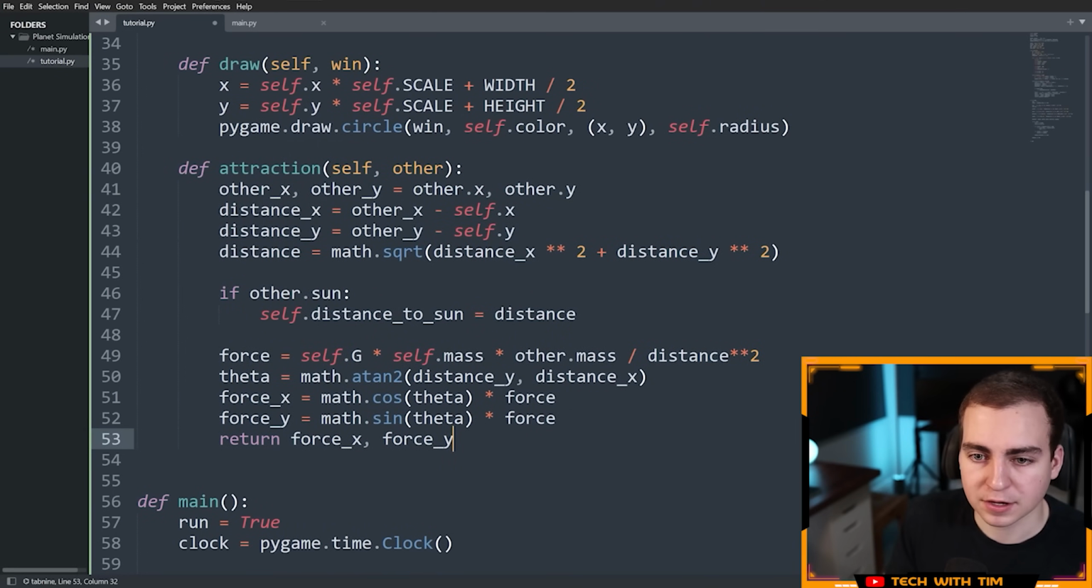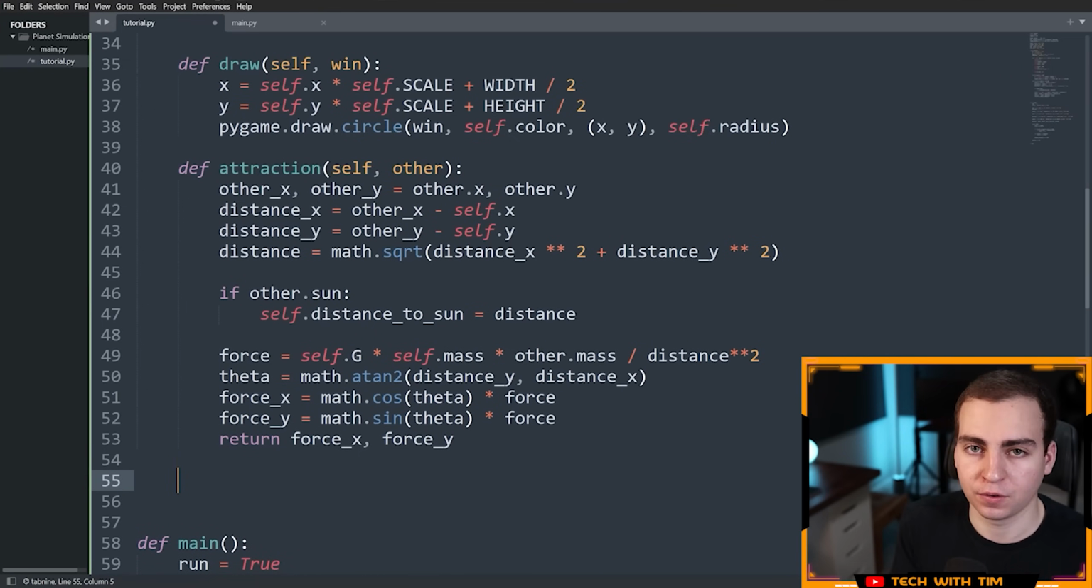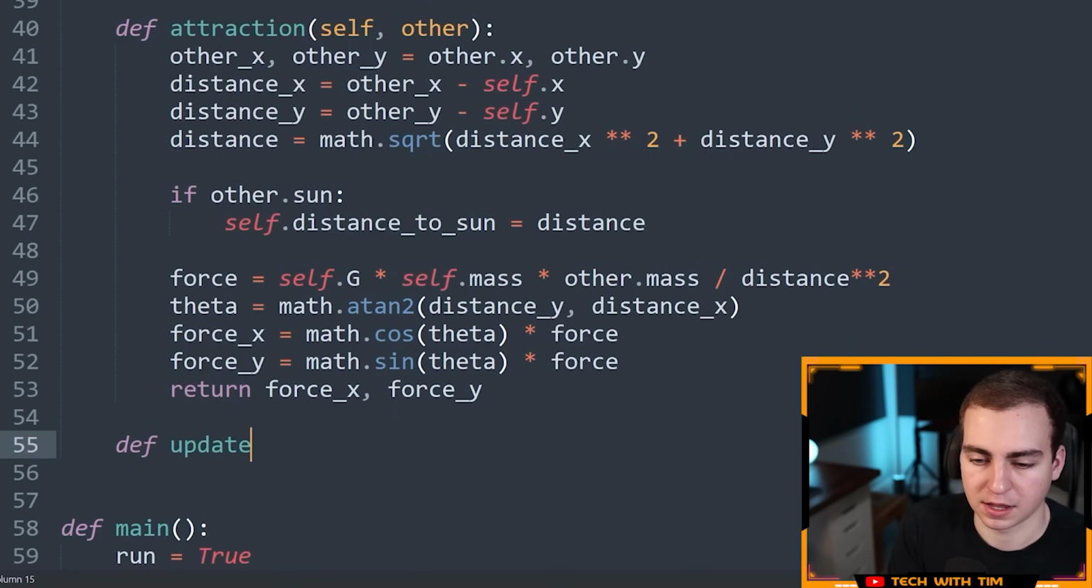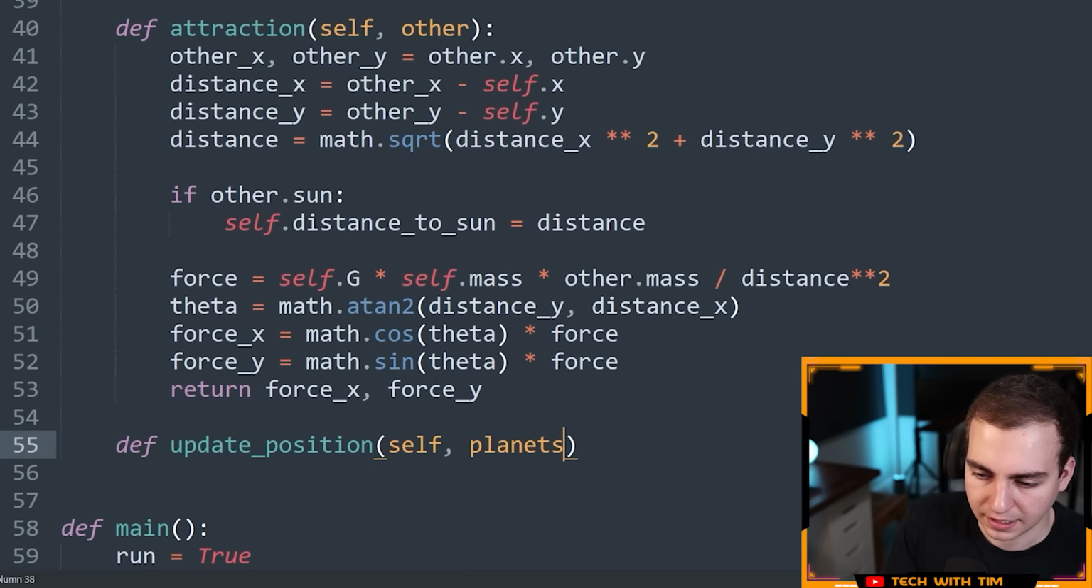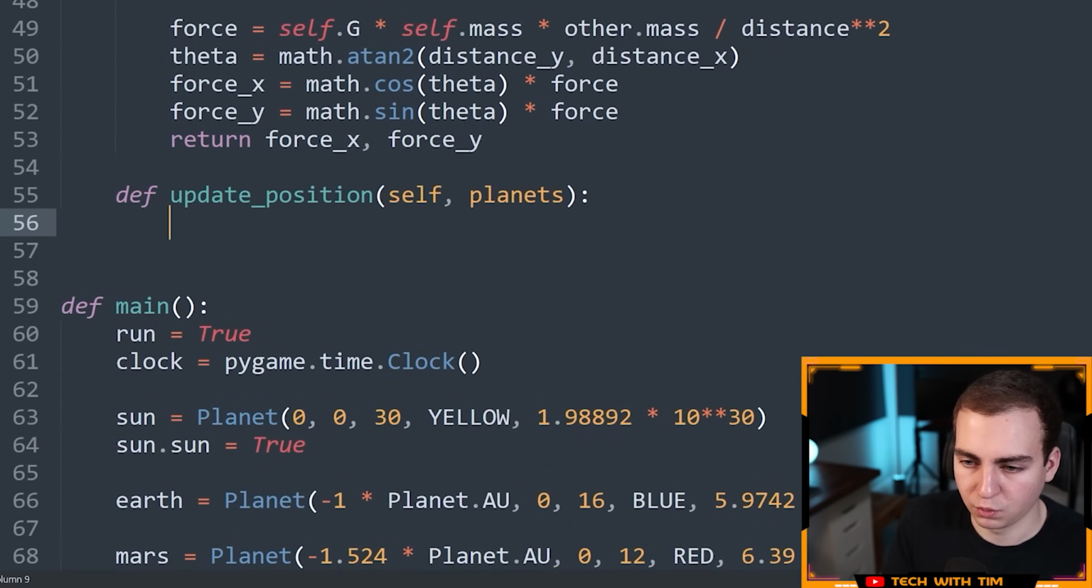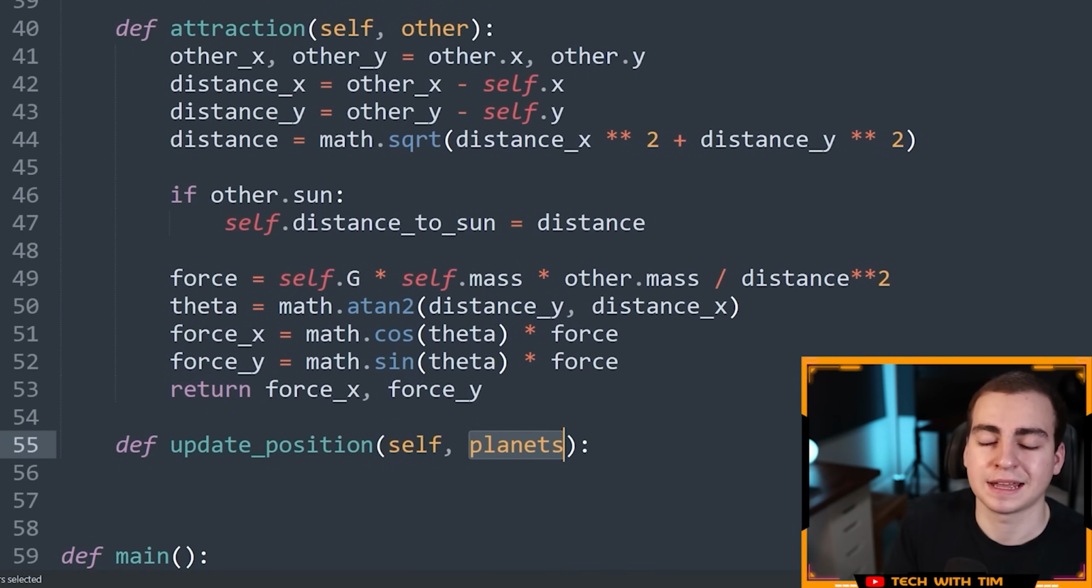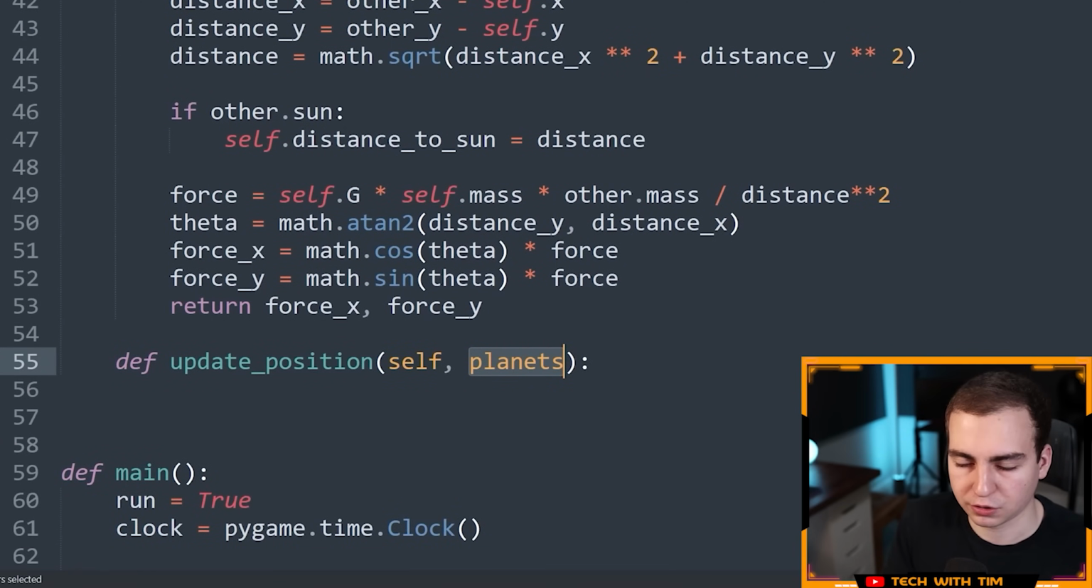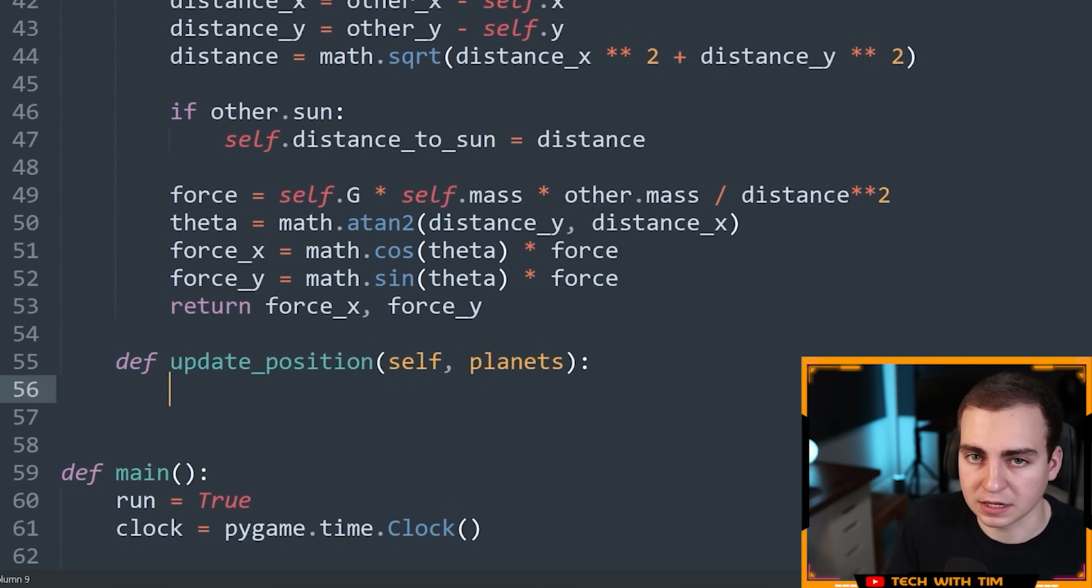Now that we have the force of attraction, what we need to do is update the position of each planet based on the force of attraction between every single other planet, because we can't just do it from the sun. We need to look at all the other planets, as I was discussing in the whiteboard section. So I'm going to make a method here. I'm going to say update_position, and this is going to take in self and planets. We're going to loop through all of the planets, calculate the force of attraction between the current planet and all of the other planets, then calculate what the velocity needs to be, and then move them by that velocity.